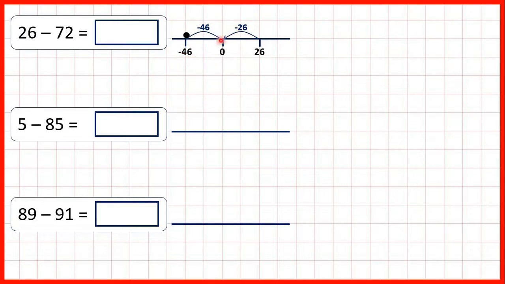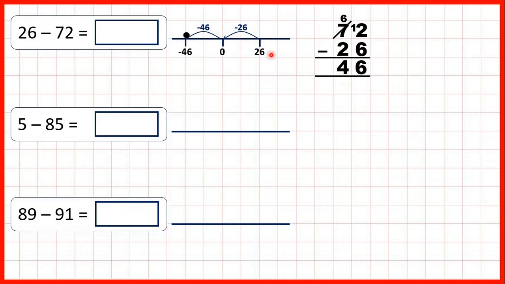Now it might not have been clear that we needed to subtract 46. So what we can do is work out 72 minus 26, because that tells us how many more we need to subtract from 0. We can't do 2 minus 6, so we exchange. 12 minus 6 is 6, 6 minus 2 is 4.